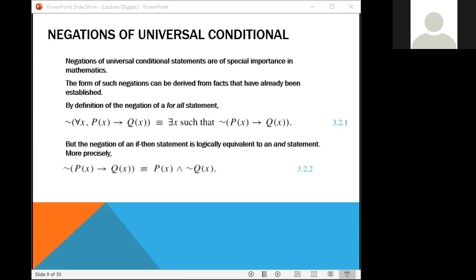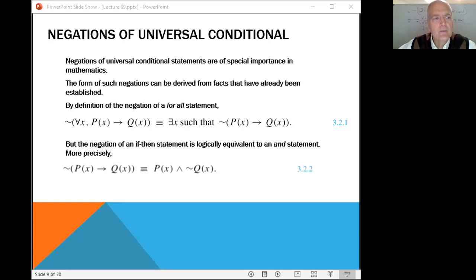So now let's look at the negation of a universal conditional. This is of special importance in mathematics, as was said in the last lecture. This universal conditional statement is widely used in proofs. So naturally, the negation of it would be widely used in proofs as well.